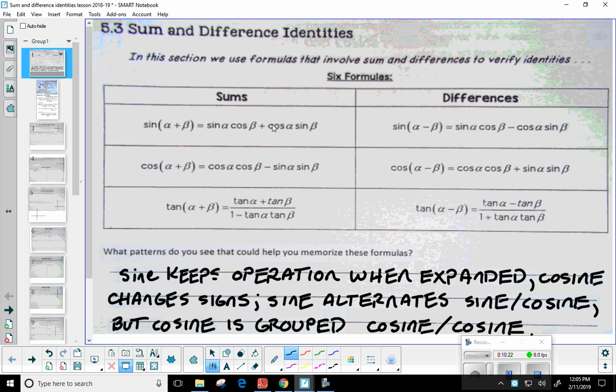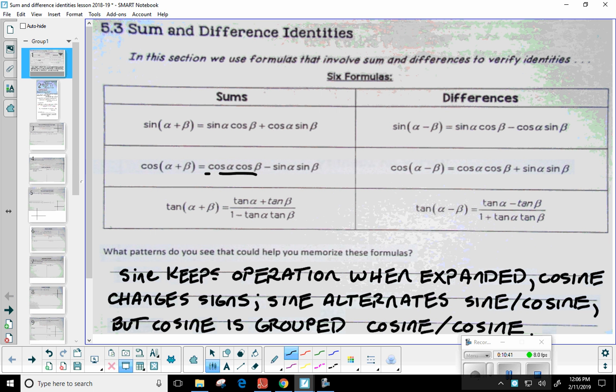Now, while sine likes to alternate, see it's sine times cosine. What does cosine want to do? Yeah, cosine doesn't want to alternate. He wants to multiply cosine times cosine, sine times sine. Okay, and you'll notice the pattern: cosine alpha, cosine beta, sine alpha, sine beta.